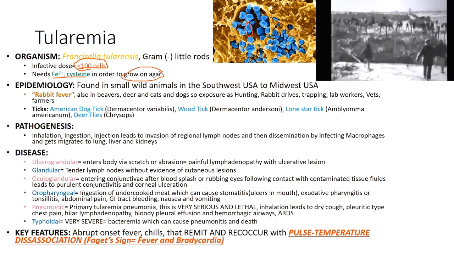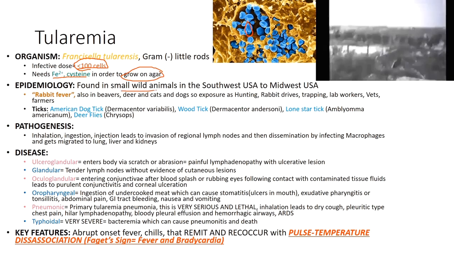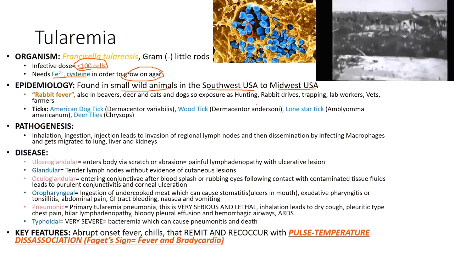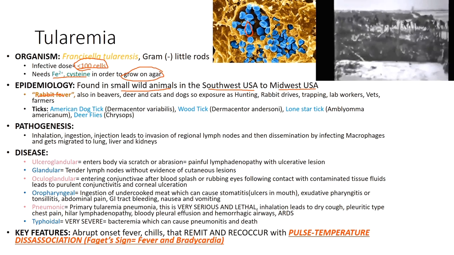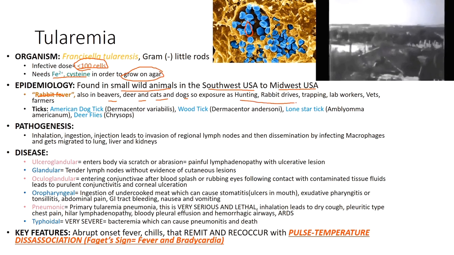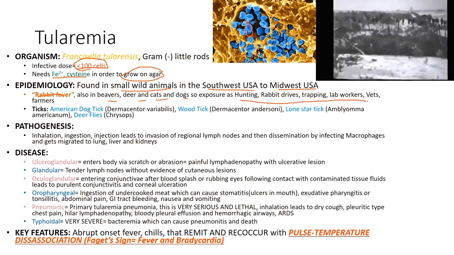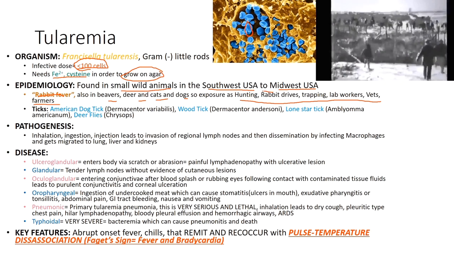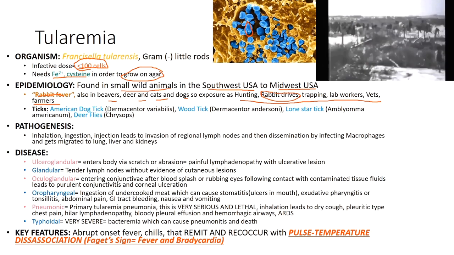And epidemiology, pretty much, it's usually found in small wild animals, like in the Southwest USA and Midwest USA. This is known as rabbit fever. You can also find it in beavers and deer and cats and dogs. Usually exposure is in hunting, rabbit drives, trapping, lab workers, vets, and farmers. And you're like, wait a second. Hold on, Clark. What's a rabbit drive? This is actually a rabbit drive up here in this GIF video.